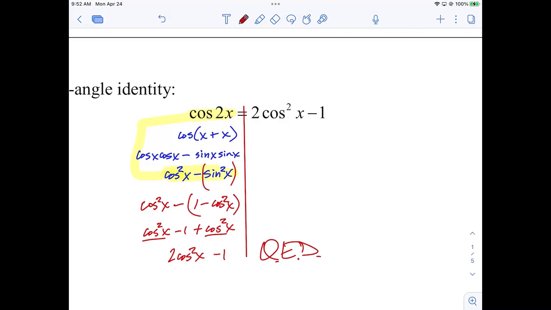QED. And you could get the other one in terms of sine just by replacing cosine squared with 1 minus sine squared. Okay, it works. Memorize it.